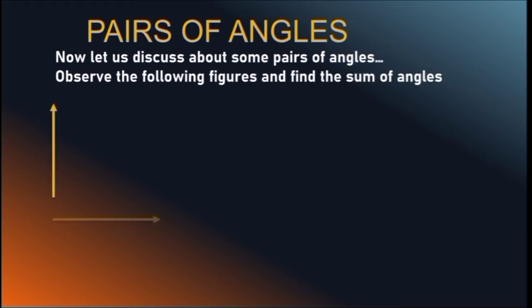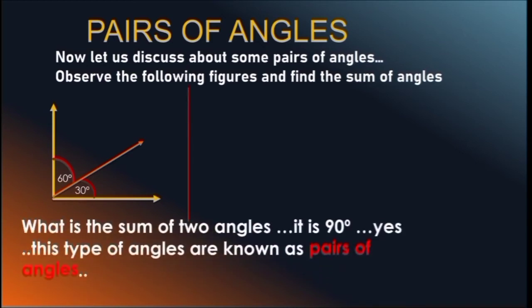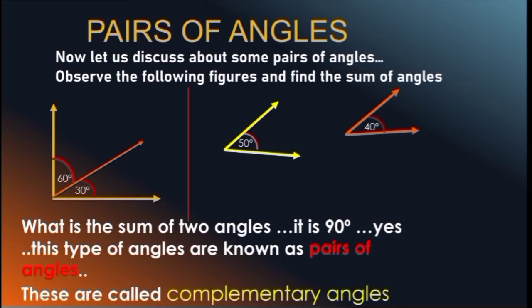Observe the following figures and find the sum of angles. Look at the figure. Here it is making 60 degree and here 30 degree. What is the sum of two angles? It is 90 degree. Yes, this type of angles are known as pairs of angles. Look at second figure. It is 50 degree acute angle and 40 degree acute angle. This sum of two angles is also equal to 90 degree. These are called complementary angles.